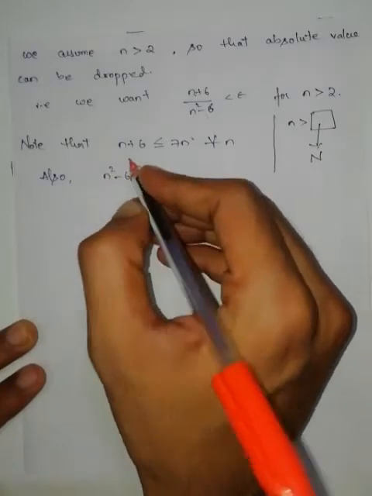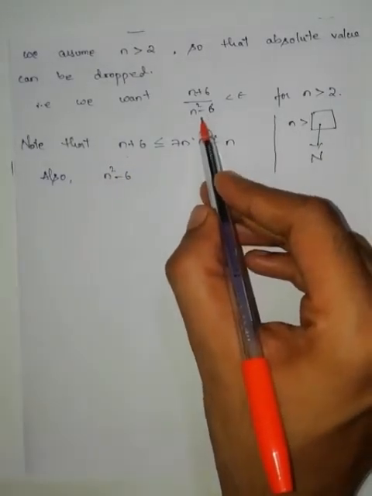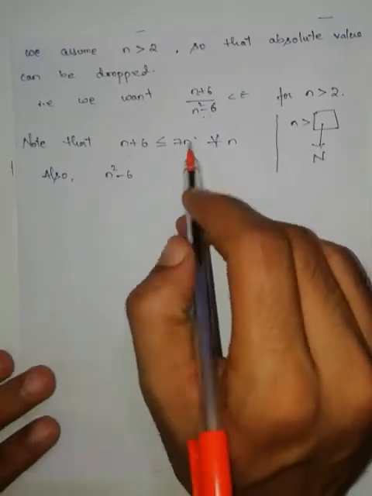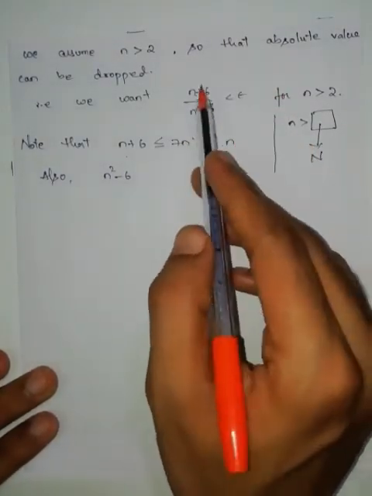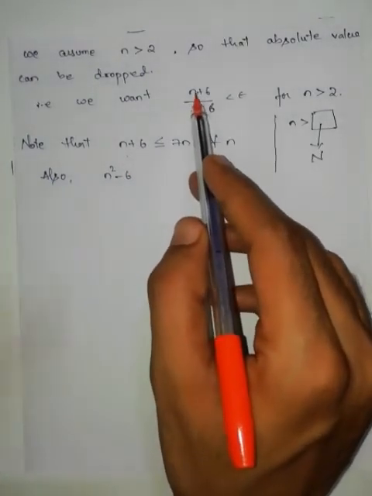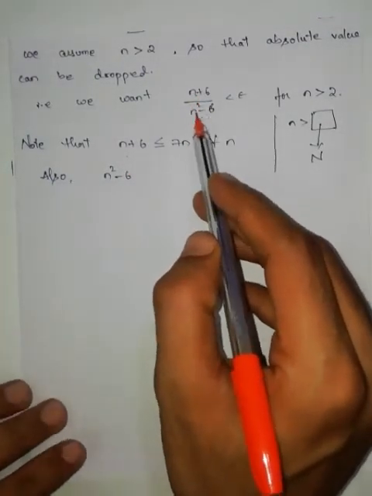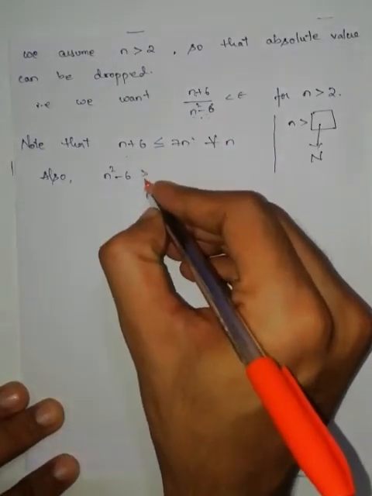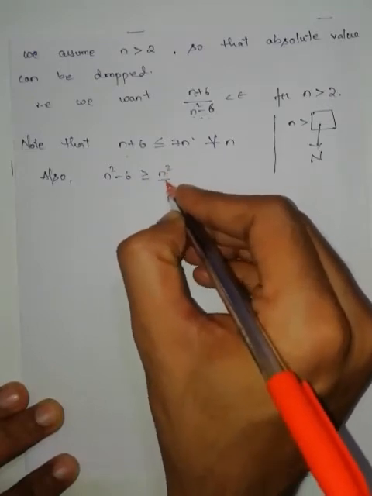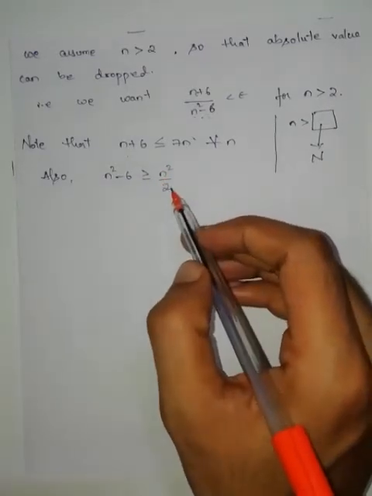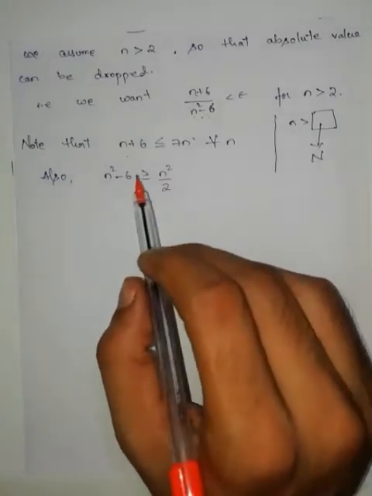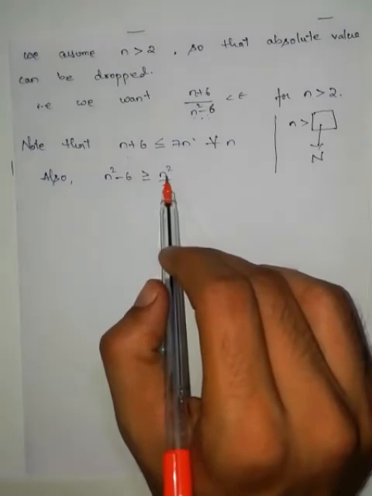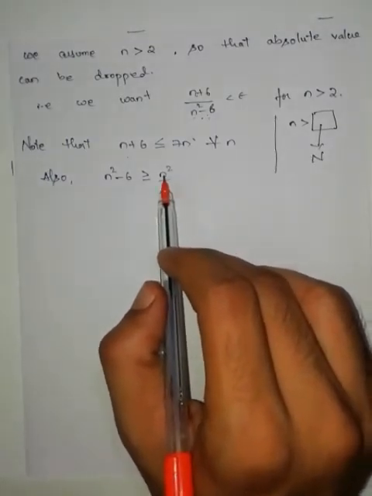n² − 6. Since it is in the denominator, I am taking its lower bound, I am not taking its upper bound. Since I took the numerator in terms of n, in the denominator I am going to take in terms of n², so let us take greater than or equal to n²/2. Now if I take n equal to 1, here I will get negative, here positive. If I take n equal to 1, it fails. n equal to 2, fails.